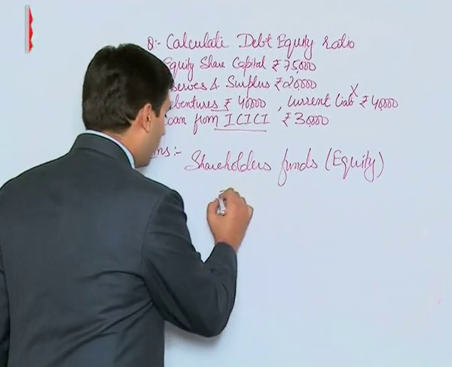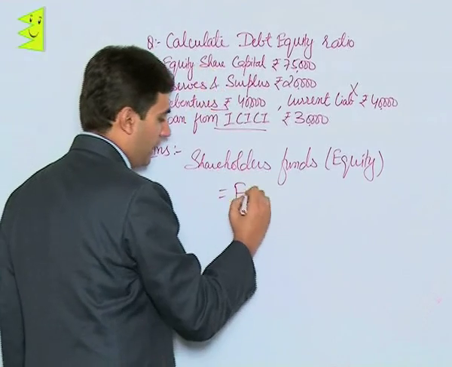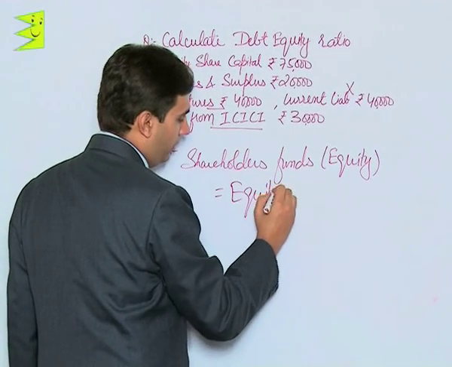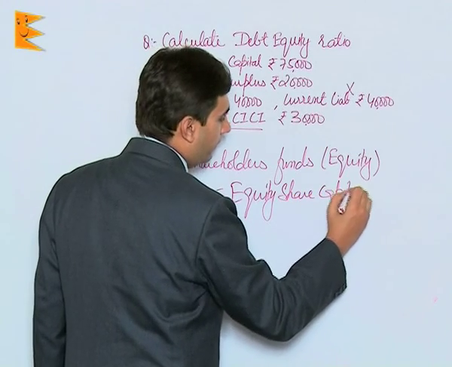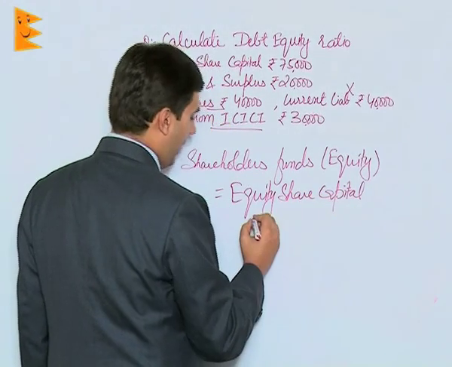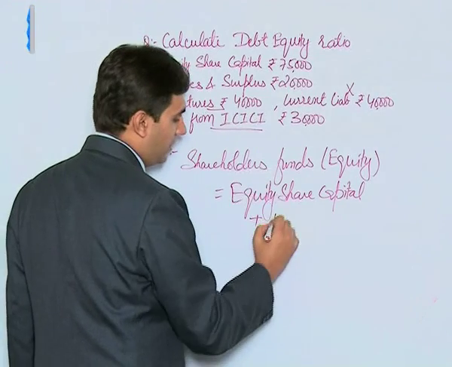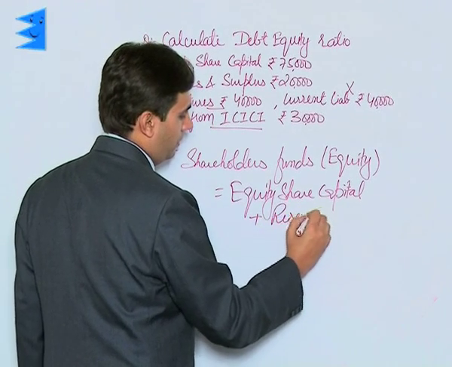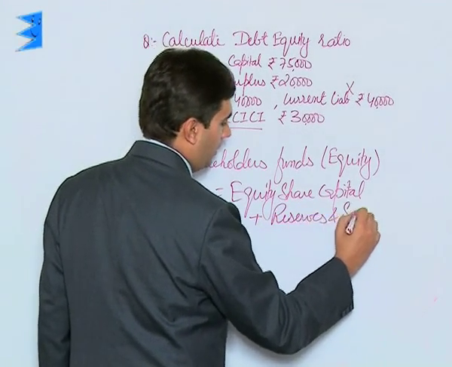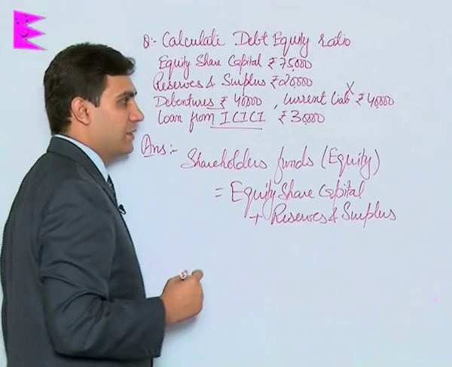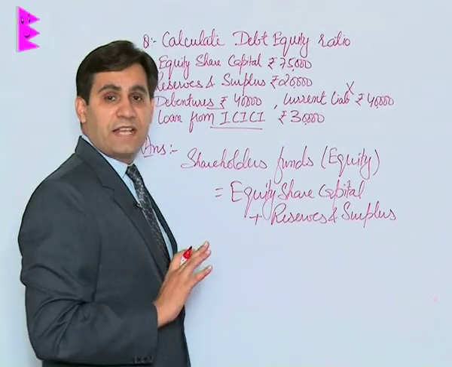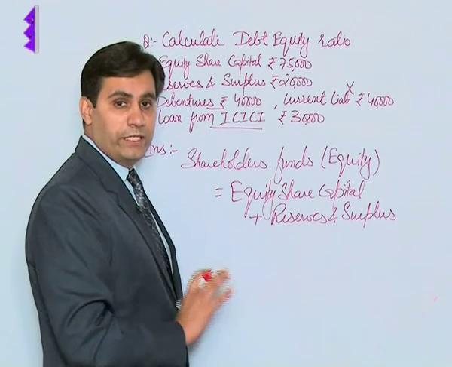So let us see what we have here. We have equity share capital, so it will be added. Then we have reserves and surplus also, so we'll add reserves and surplus. There are no fictitious assets, hence no need for any deduction.